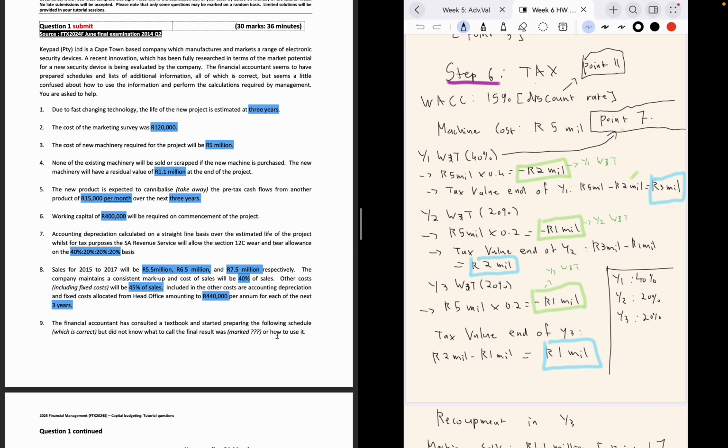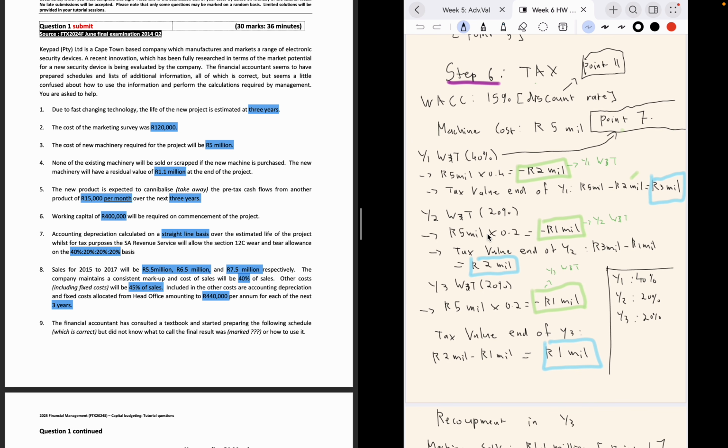So now we want to figure out what the wear and tear allowance is, because remember, we can take the wear and tear allowance and subtract it away from our taxable income. So it's not fair for me to be taxed on something at 5 million Rand when it's worth less. So if we go to point 7, they tell you accounting depreciation is calculated on a straight line basis over the estimated life of the product, and for tax purposes, SARS allows section 12C wear and tear allowance on the 40-20-20-20% basis. So that's per year. So in year 1, 40% wear and tear allowance. So the 5 million is what the machine is worth.